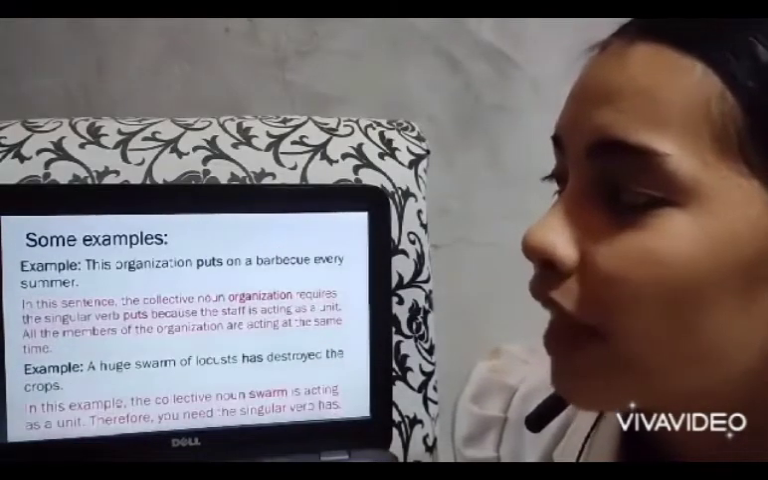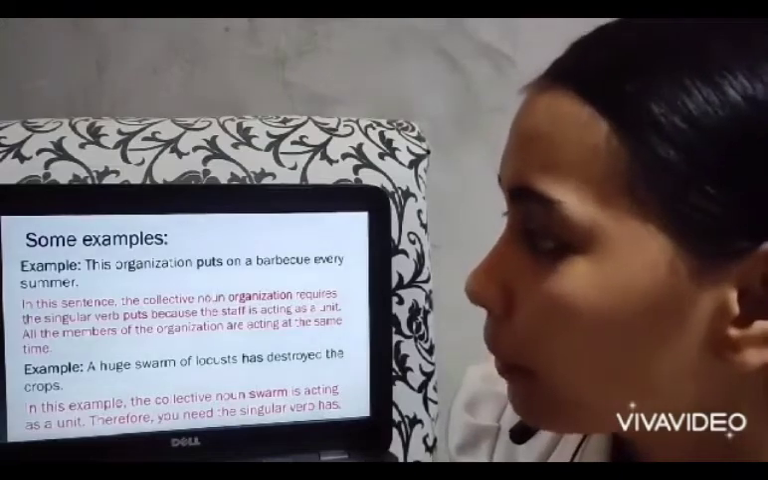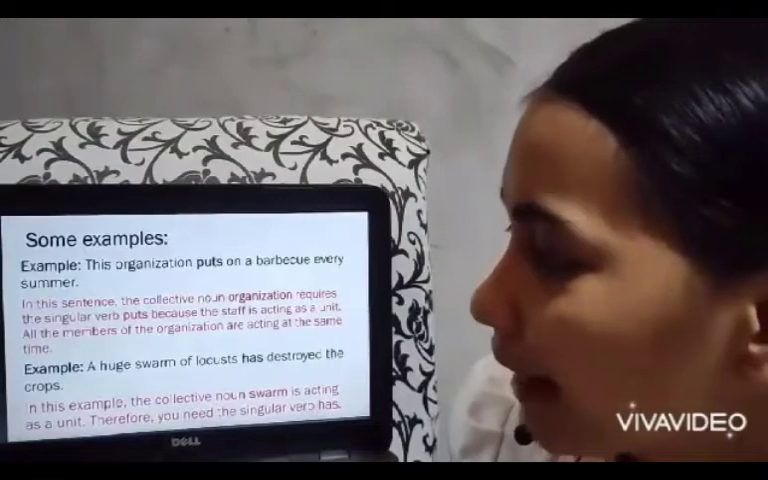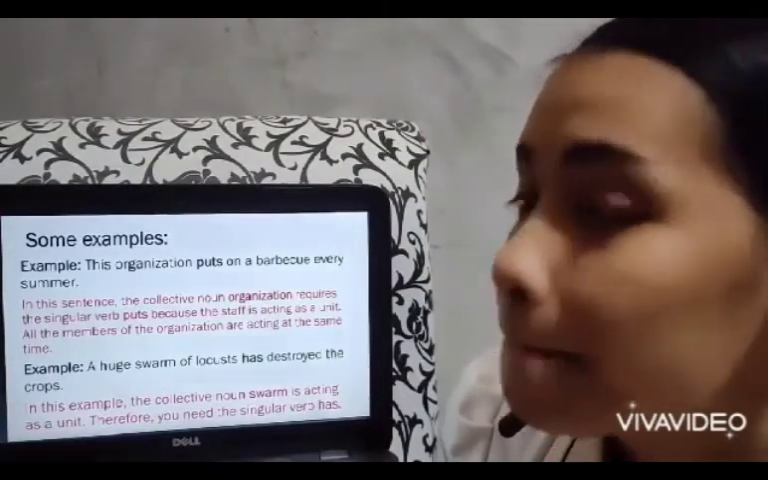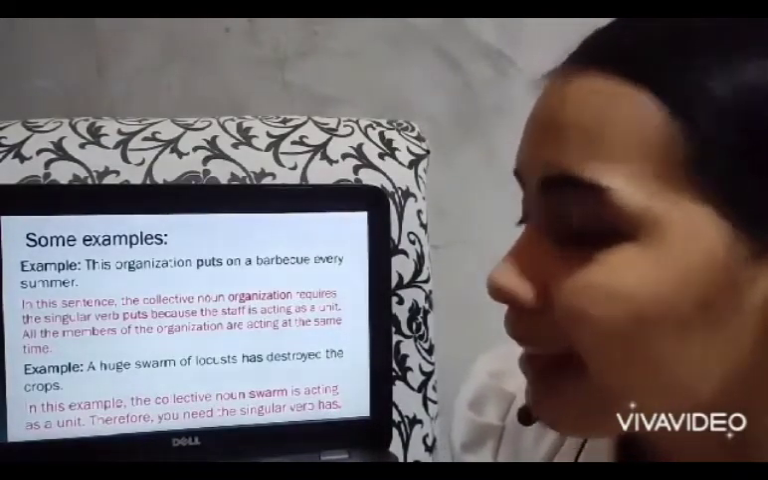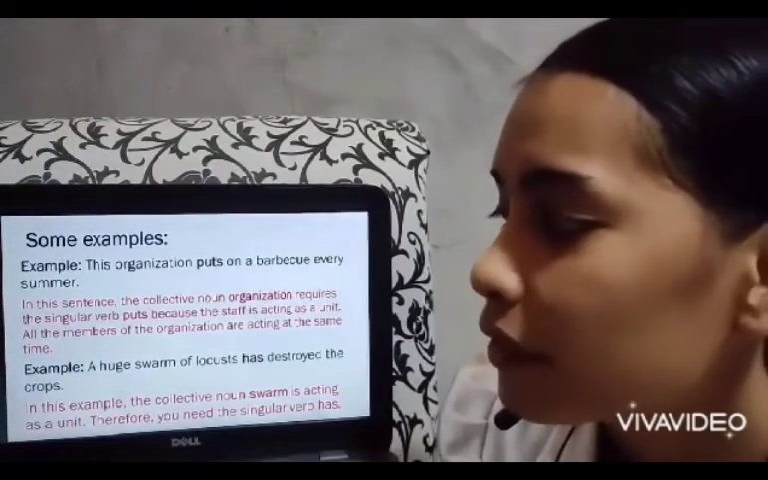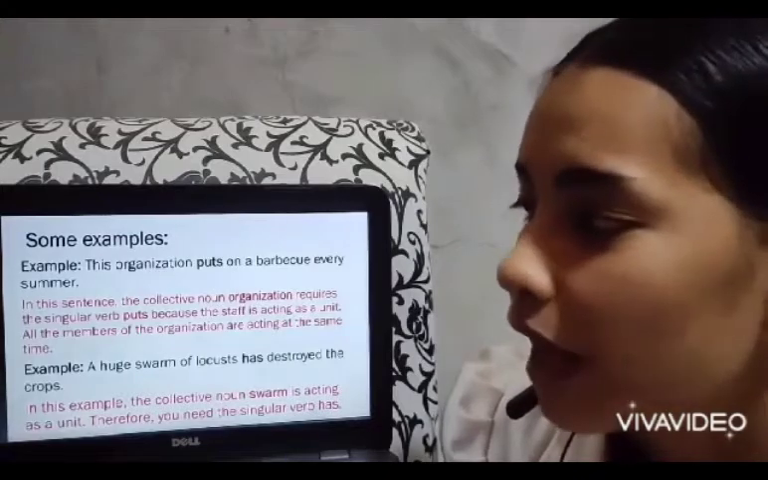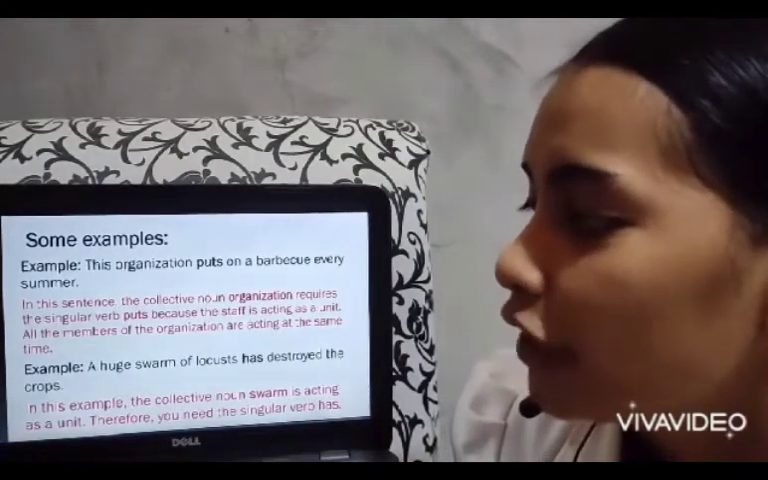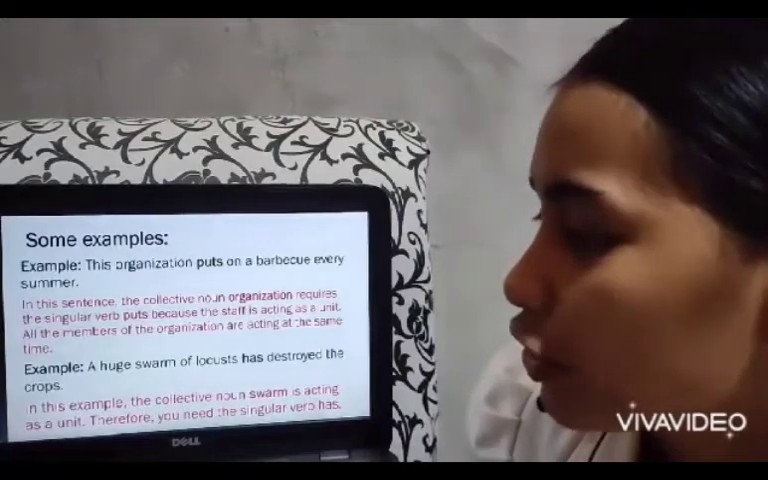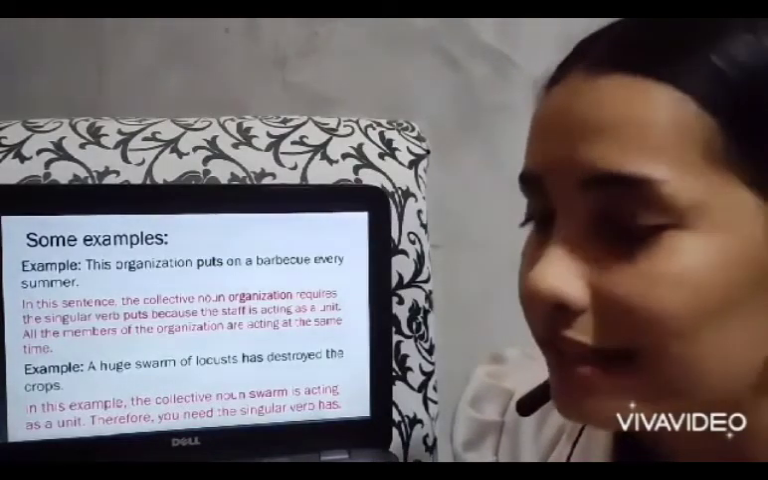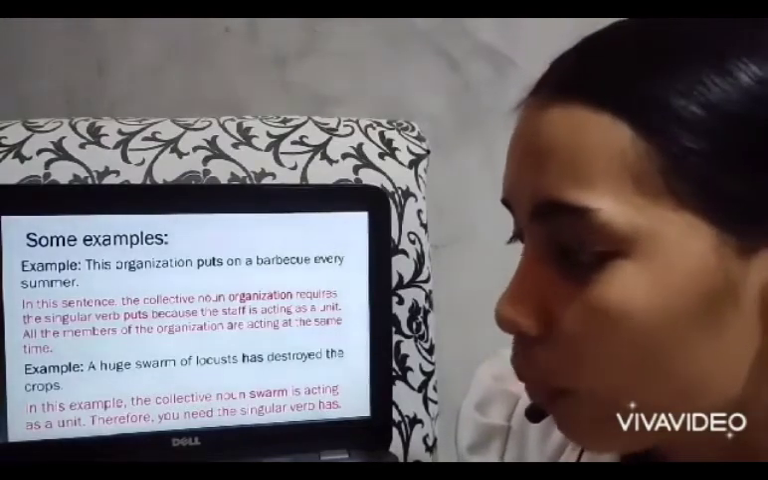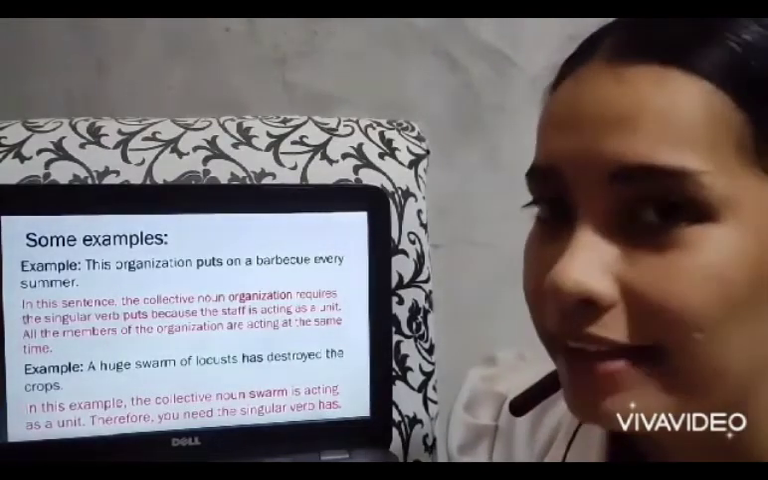Some examples are: this organization puts on a barbecue every summer. In this sentence, the collective noun organization requires the singular verb puts because the staff is acting as a unit, all the members of the organization acting at the same time. Another example, a huge swarm of locusts has destroyed the crops. In this example, the collective noun swarm is acting as a unit. Therefore, you need the singular verb has.